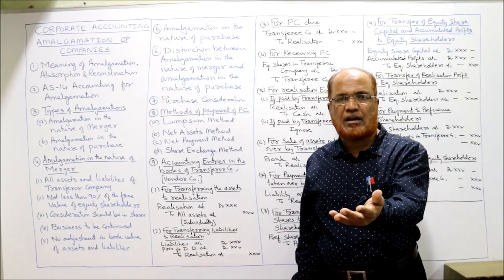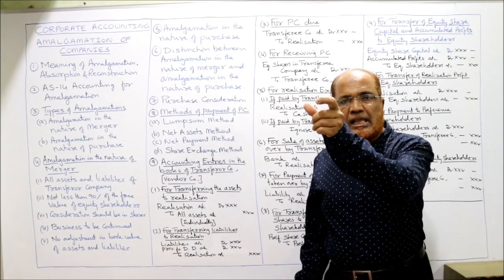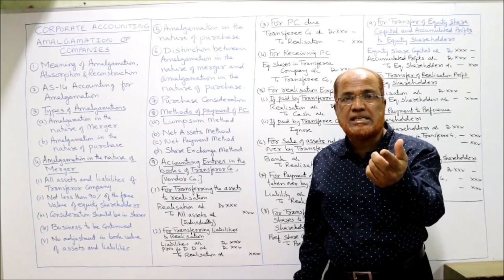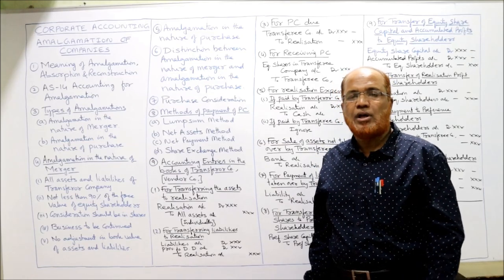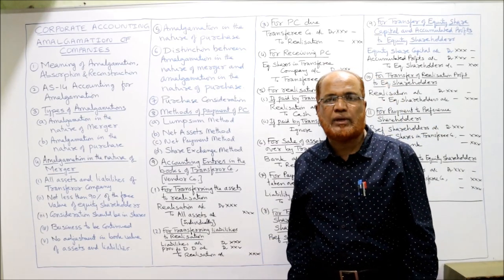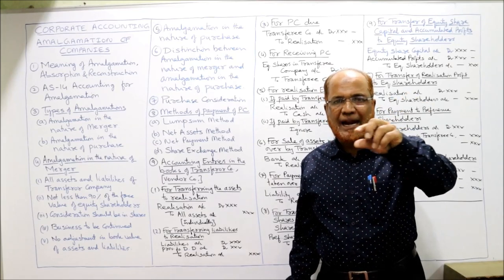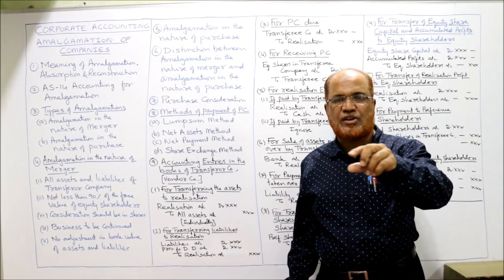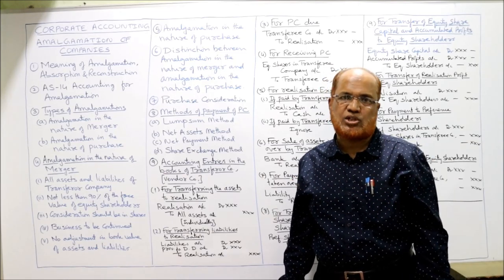A Limited is the vendor company, the transferor company. The first entry: transfer all the assets to realization. A new account is opened called realization. The entry will be realization account debit to all assets individually. Example, realization account debit to land and building, to plant and machinery, to furniture and fixtures, to stock, to debtors, to investments, to bank balance, etc.